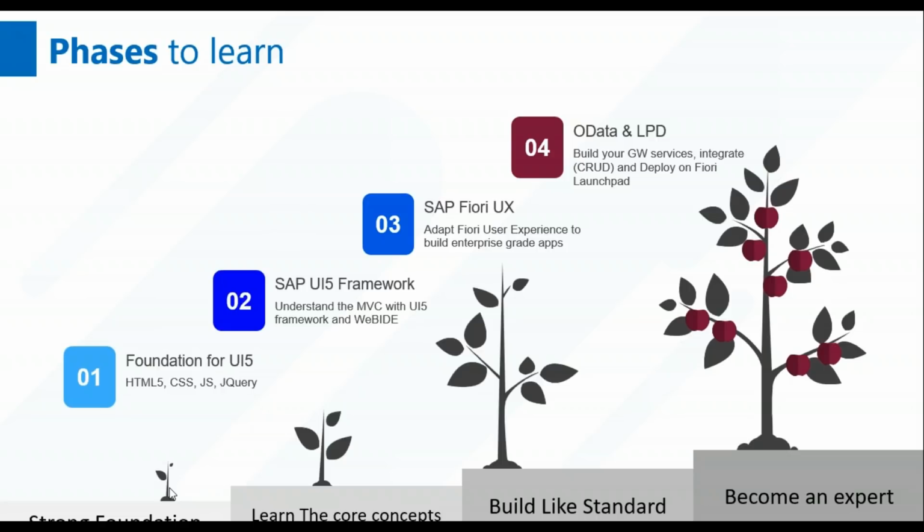A tree can only sustain and give you long-term results and fruits when the roots of the tree are strong. So we will be working on the roots in phase 1, which includes the foundation for SAP UI5, which comes with HTML5, CSS, JavaScript, and jQuery.